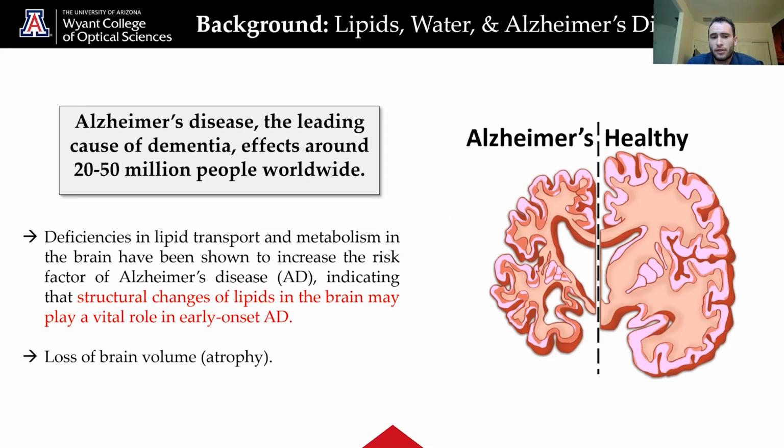And so this indicates that structural changes of lipids in the brain may play a vital role in, let's say, detecting early onset Alzheimer's disease. And it's also known that atrophy, or loss of brain volume, is a known factor as well. This is certainly not the whole picture of Alzheimer's disease, but just for today's discussion, let's just focus on lipid transport and lipids, and water volume or brain volume of the entire brain.